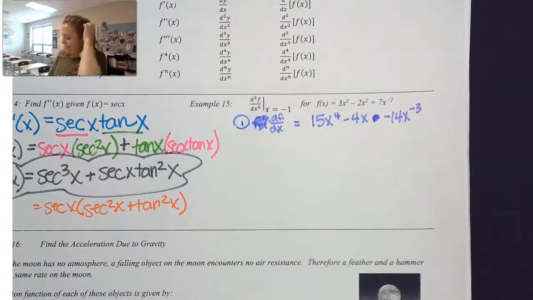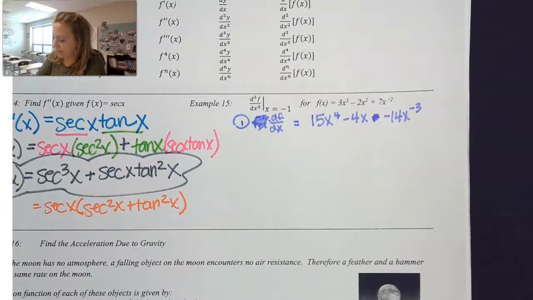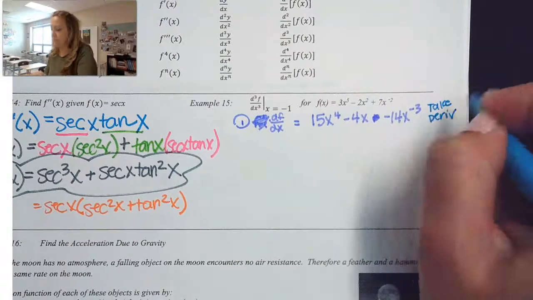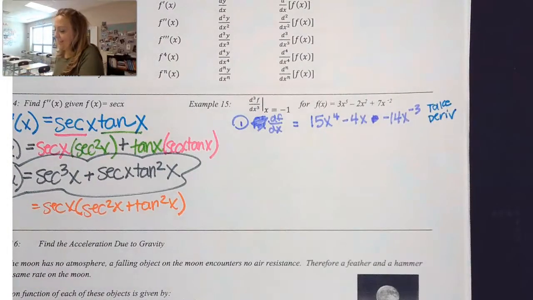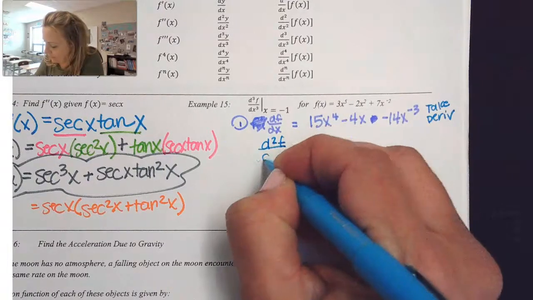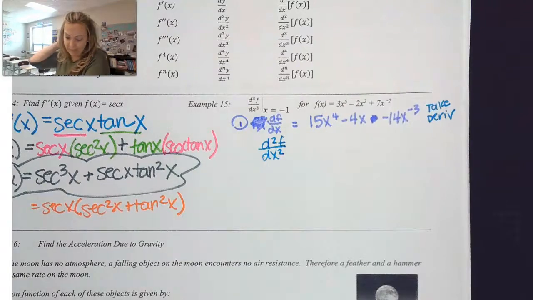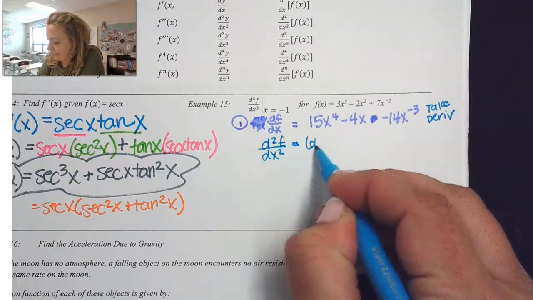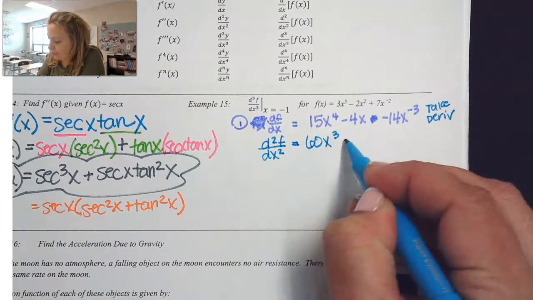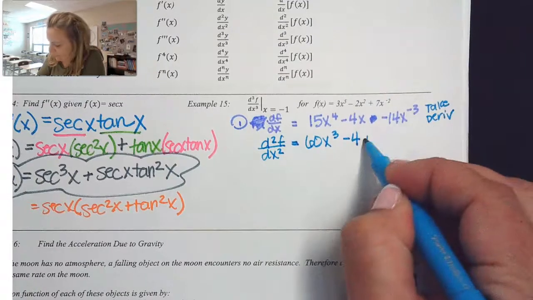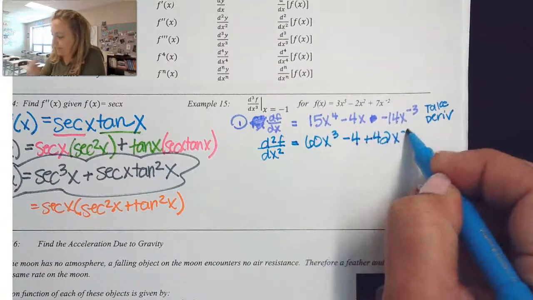Now what we want to do is take the derivative of this. If we take the derivative of that, that gives me d squared f dx squared. So let's take the derivative of this. That would give me 60x cubed minus 4, and so now plus 42x to the -4.